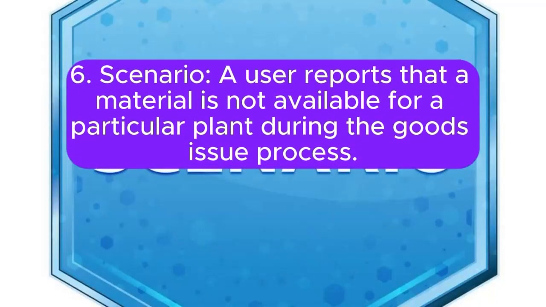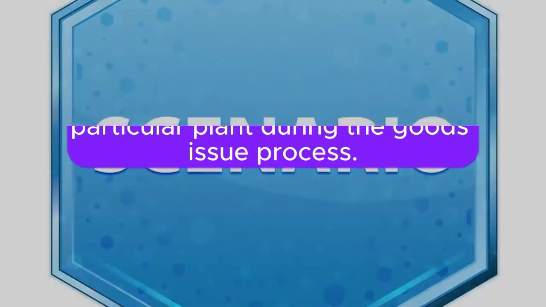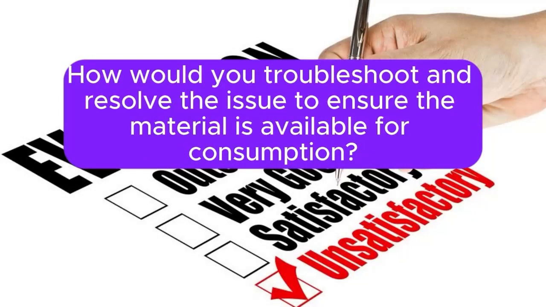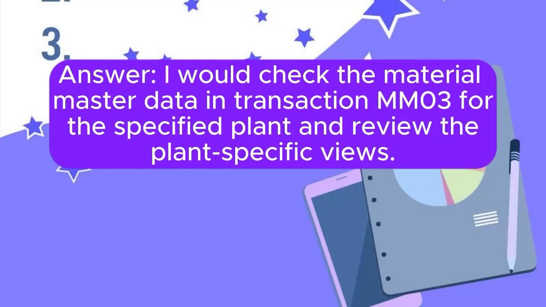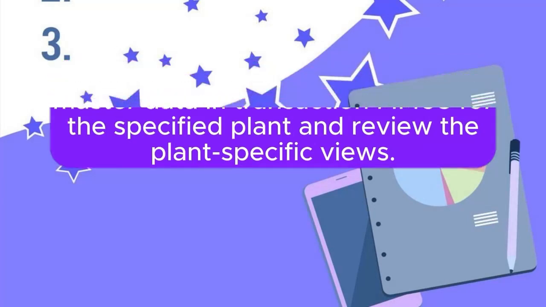6. Scenario: a user reports that a material is not available for a particular plant during the goods issue process. How would you troubleshoot and resolve the issue to ensure the material is available for consumption? Answer: I would check the material master data in Transaction MM03 for the specified plant and review the plant-specific views.